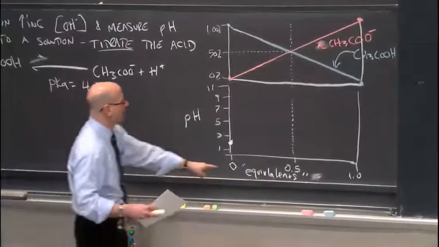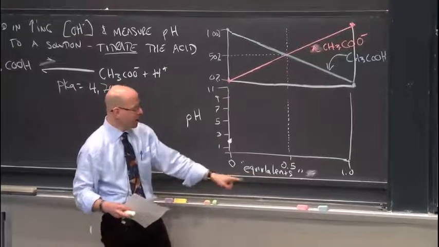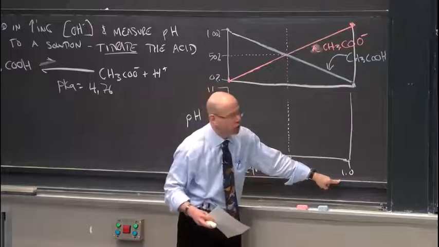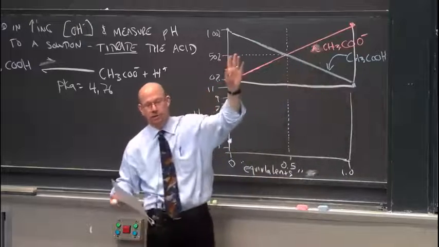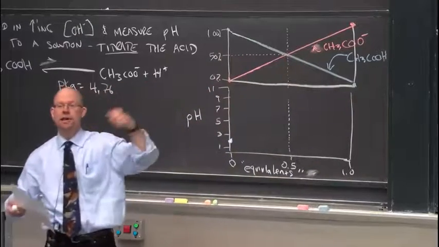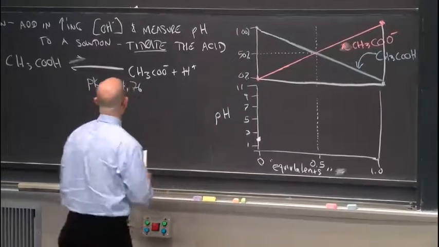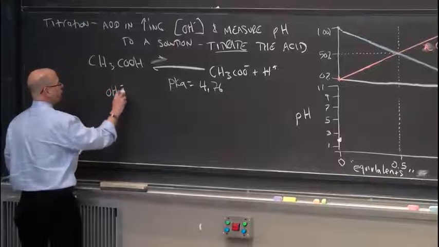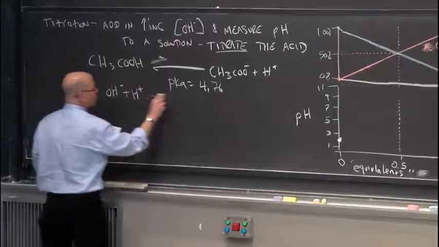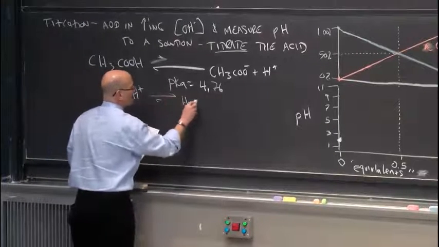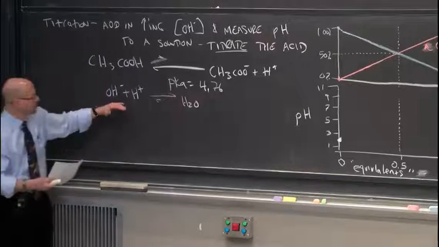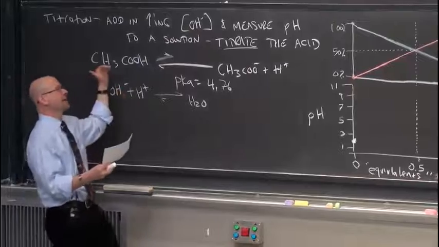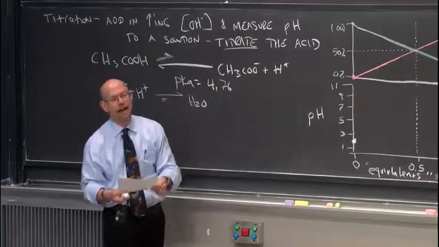But if I now begin to add in equivalents of base, and what do I mean by the term equivalence? I mean one equivalent is the amount of base that equals the total amount of acetic acid I had in solution. Okay? And as I begin to titrate in these equivalents of base, what's going to happen, as you know, is that the OH minus anion that I titrate in is going to bind to that proton to form water. And because this is such a strong reaction, as I titrate in more base and consume more protons, according to Le Chatelier, I'm going to take this acetic acid and force it to become acetate anion.